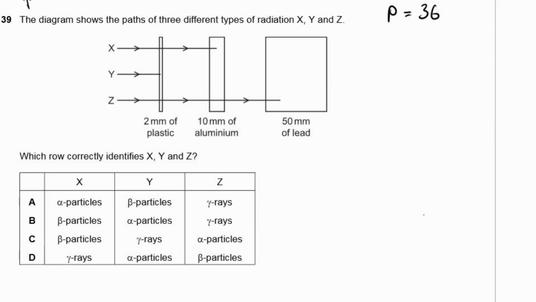Excellent. Question 39. The diagram shows the paths of 3 different types of radiation, X, Y, and Z. Which row correctly identifies them? Okay, well, let's identify them ourselves first. Y stops at the first thing it comes across, a tiny bit of plastic, so it's an alpha particle. X is stopped by a few millimeters of aluminium, so that's a beta particle. And gamma goes all the way through everything until it hits some lead, and that means that Z is gamma. Now, let's find the row that identifies that. So we're looking for beta, alpha, gamma, and that is option B.